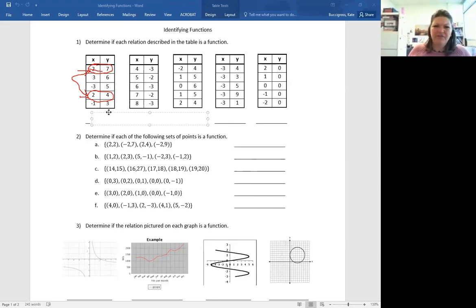Because I said determine if each relation described in the table is a function. I'm going to say not a function. Okay.